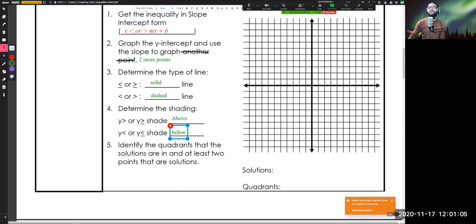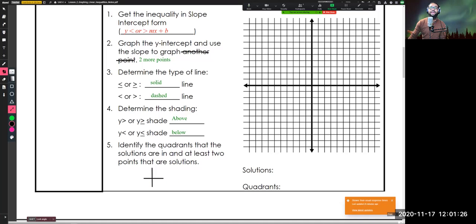And then we're going to identify the quadrants that the solutions are in and at least 2 points that are solutions. Okay. If you don't remember what quadrants are, I'll do a quick little graph down here for you to look at.